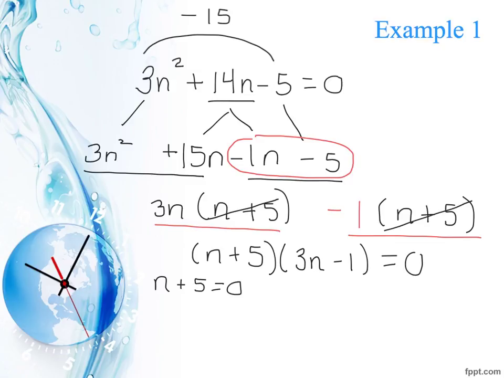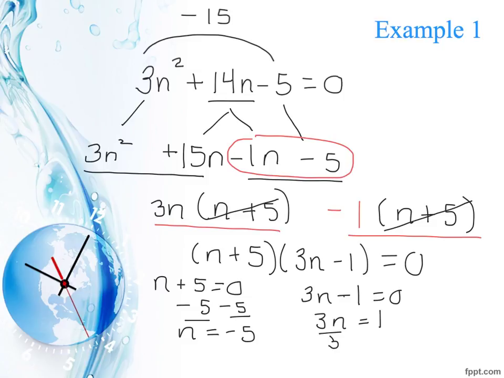To solve n plus 5 equals 0, we have to subtract 5 from both sides, and we'd find one solution is negative 5. To solve the equation 3n minus 1 equals 0, we'd have to add 1 to both sides and then divide by 3. So we find that our solutions to this quadratic equation by factoring are negative 5 and positive 1/3.